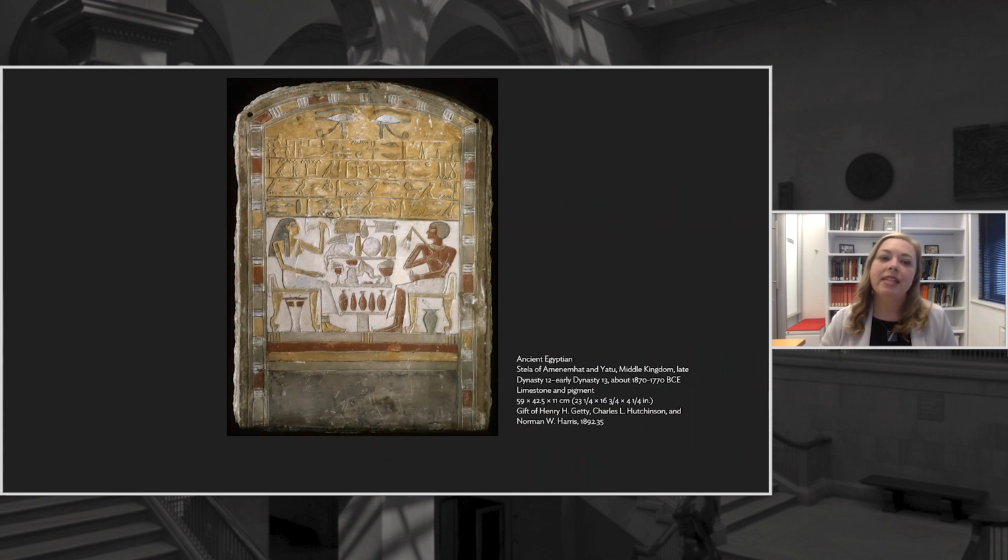A stela is a slab of decorated stone. Ancient Egyptians created stelae for many purposes: to document historical events, to record royal decrees, and, as in this example, to remember their dead. This is the type of artifact that perfectly encapsulates the permeable barrier between the realms of the living and of the dead, because it was designed to provide a point of interaction between those still here on Earth and the deceased Amenemhat and Yatu, who are shown in the central scene.